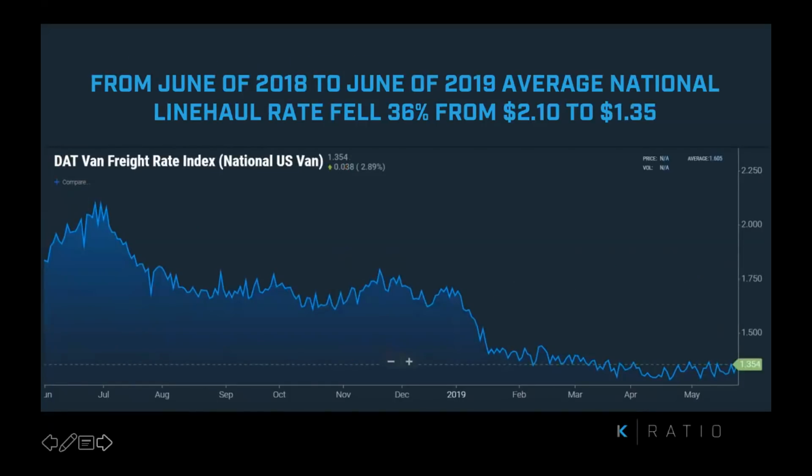From June of 2018 to June of 2019, we saw the national line haul rate fall 36% from 2010 to $1.35. So I want everybody to remember this number in their head, 75 cents, for when I provide some tables later to show the impact on cash flow savings and expenses for shippers, carriers, and 3PLs. But primarily, we're going to be focusing on the 3PL and the brokerage, considering the audience today.